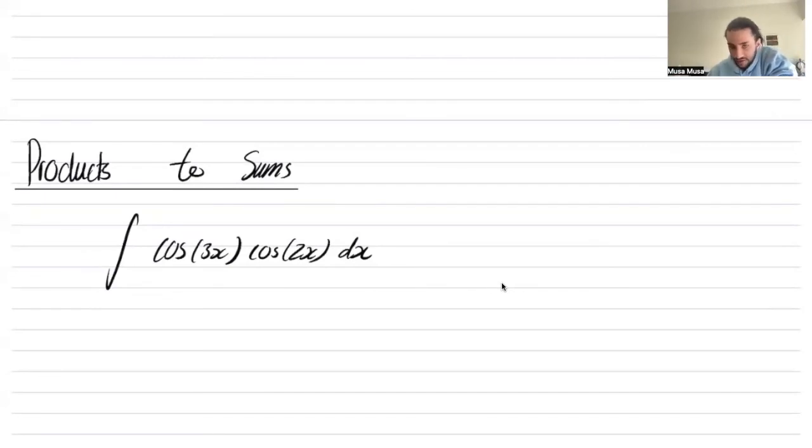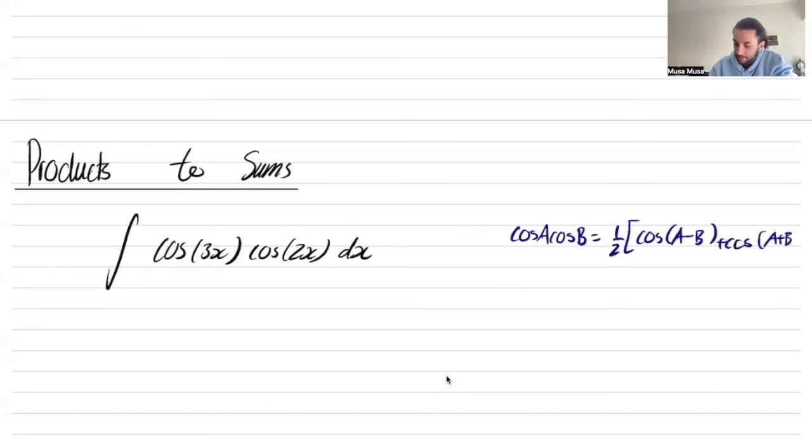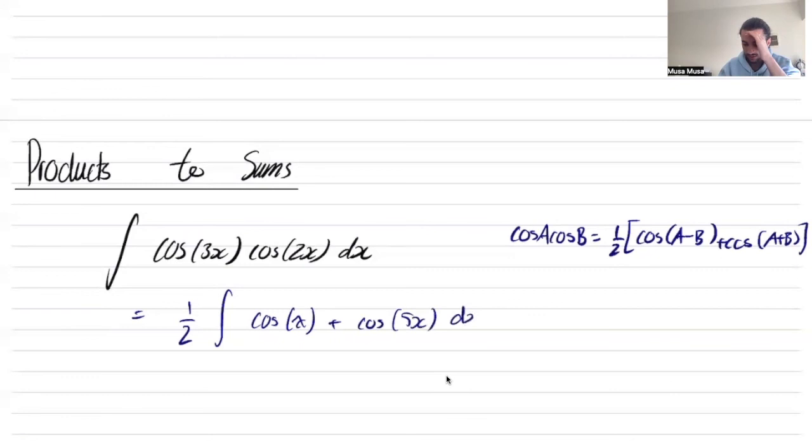But if you have cos A cos B, this equals a half of cos of A minus B, plus cos of A plus B. So this integral here becomes equal to a half of the integral of cos of A minus B, so cos of 3x minus 2x, which is cos of x, and then plus cos of 5x dx.